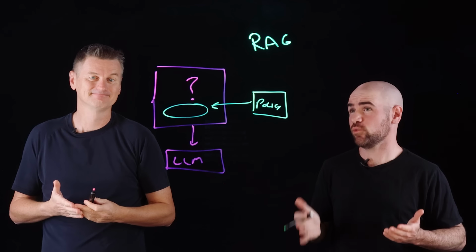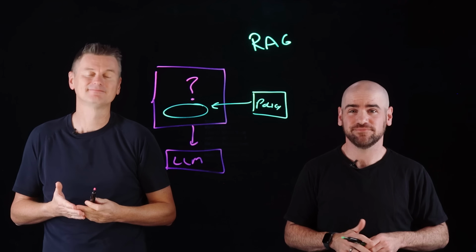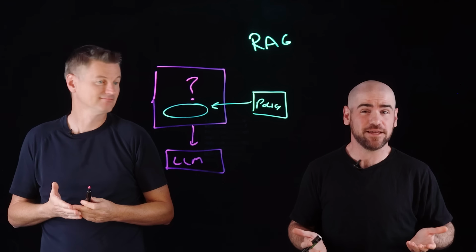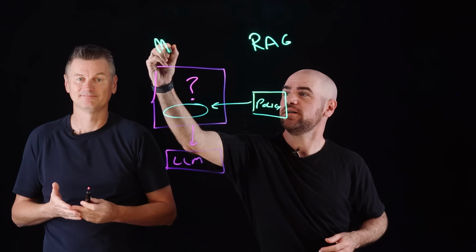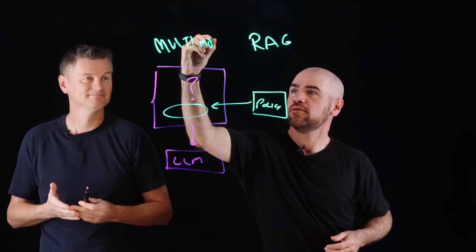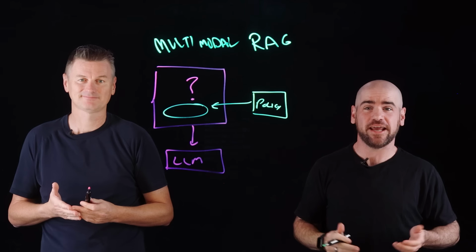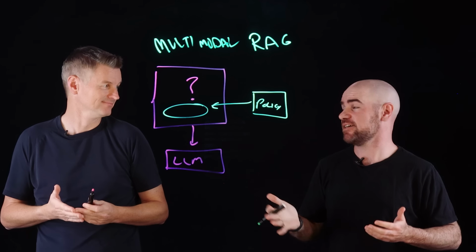Exactly, but a lot of real-world data isn't just text. If that policy includes network diagrams, screenshots, maybe some scanned PDFs, what you really want is multimodal RAG. So the model can understand and retrieve both the images and the text together.